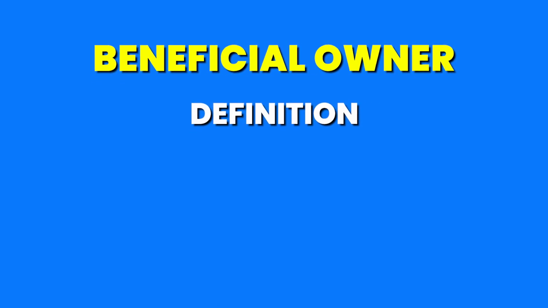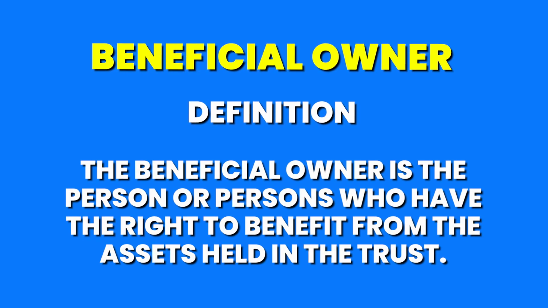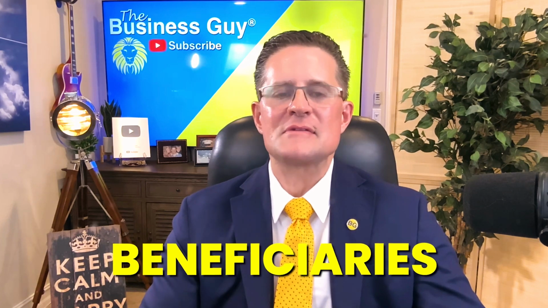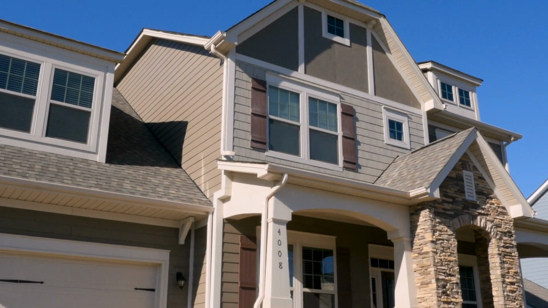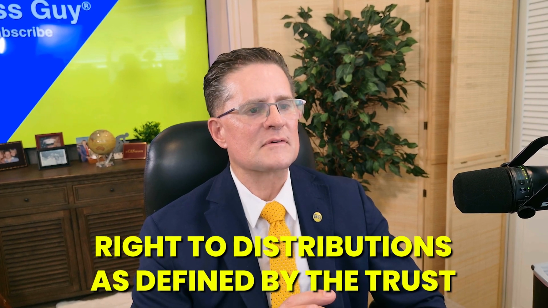Okay, now beneficial owner. The beneficial owner is the person or persons who have the right to benefit from the assets held in the trust. These are the beneficiaries of the trust. Their role is to receive the benefits of the trust assets, such as income, distributions, or use of the trust property, depending on the terms of the trust. Rights. They can receive rights to distributions as defined by the trust. They have the right to enforce the terms of the trust if the trustee is not acting properly. Many times they can simply replace the trustee with somebody else or another organization.